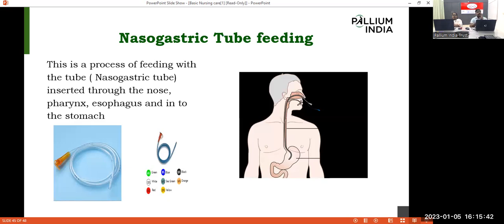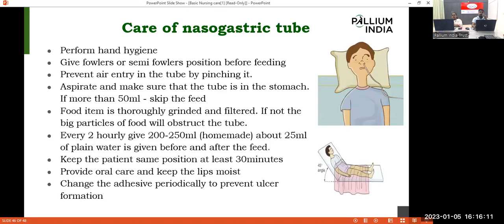Next one, nasogastric tube feeding. In the majority of bedbound patients, if the patient is unable to take anything orally, for feeding purposes and for giving tablet or syrup forms of medication, we will put in a nasogastric tube. This is a process of feeding through a tube inserted through the nose, pharynx, and esophagus, with the tip in the stomach.